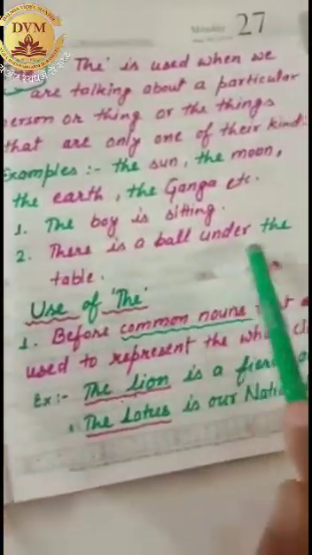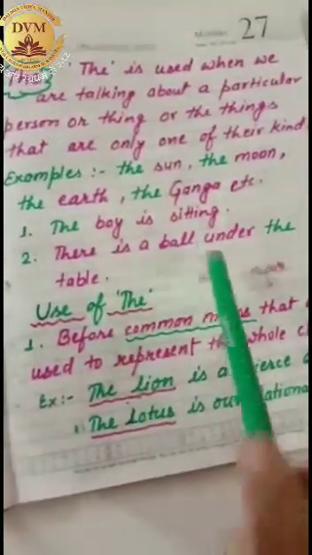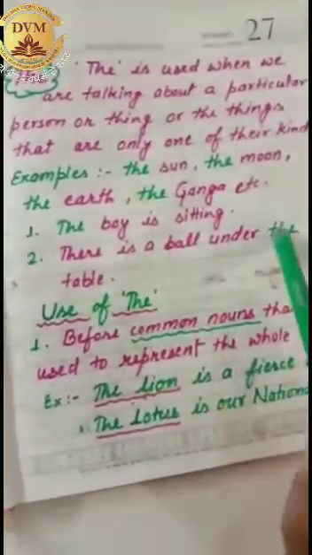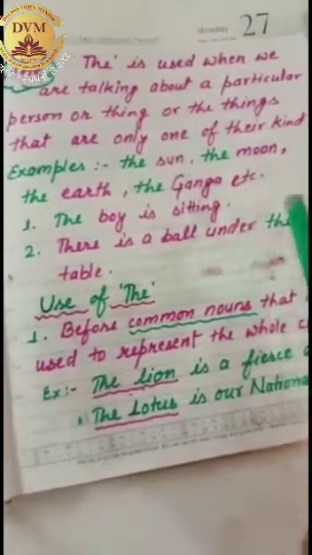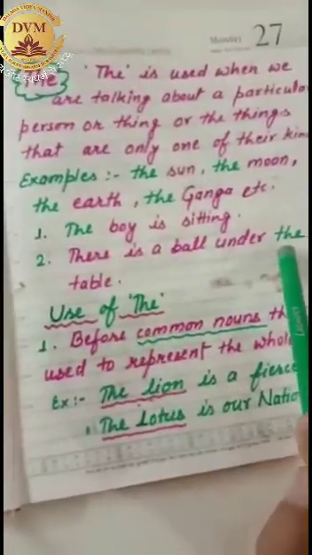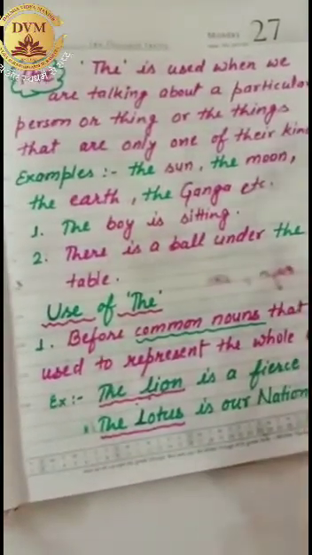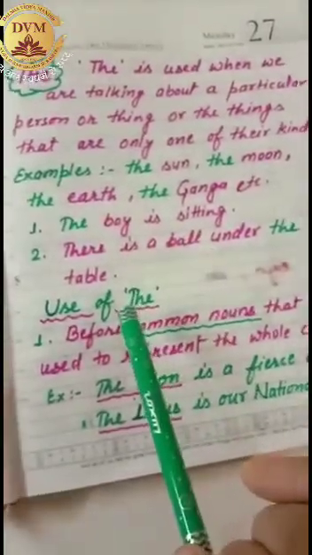There is a ball under the table. We are not talking about any common table. We are talking about that table where the ball is. Under that table the ball is. We are talking about that same table under which the ball is. So it becomes a particular thing. So what will we put before it? The table, which we are specializing. Under that table the cat is hiding, meaning there is one special table under which the cat is hiding.